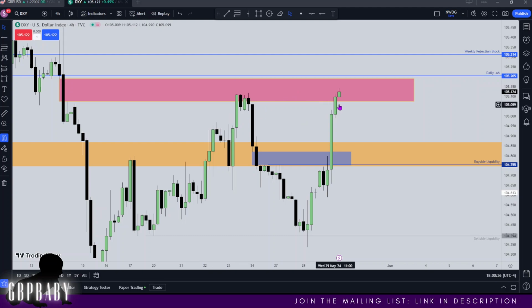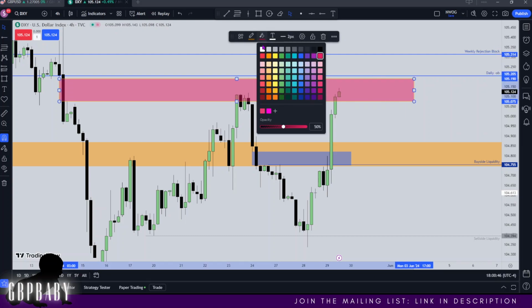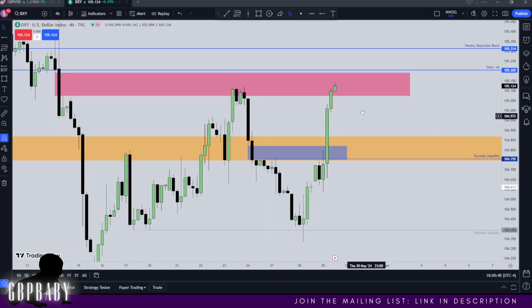But at least now we know we have a level where we can anticipate a potential reversal, and from then on we know we can look for lower prices on dollar, as in filling in this range, a full upside delivery, whilst hunting for potential longs on the pairs. So let's just get that range drawn out properly.